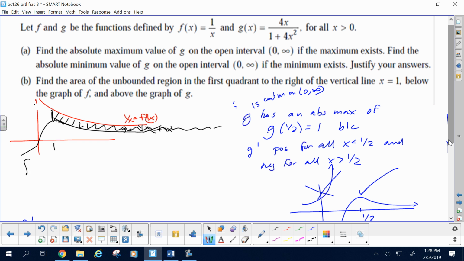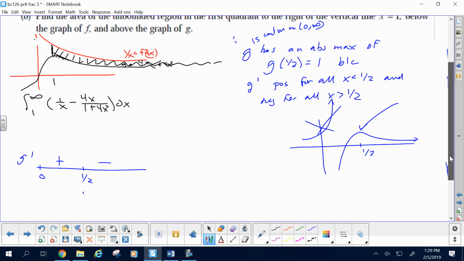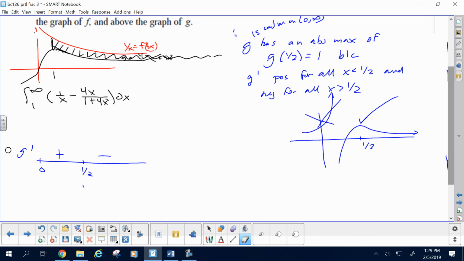They would probably start giving you points based on the integral. What's the integral for the area? From 1 to infinity of 1 over x minus, is it 4x or x? 4x over 1 plus 4x squared. That would probably be 1 point right there. I can't find the rubric. I can't remember what year I pulled this from, sorry. But that's a good start.